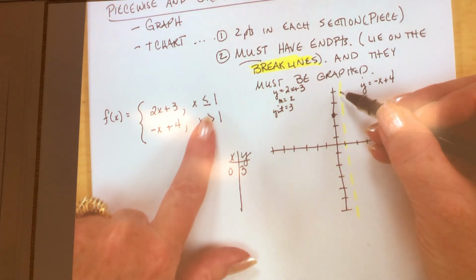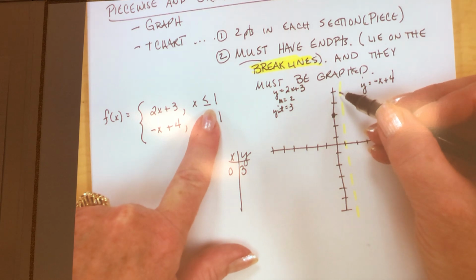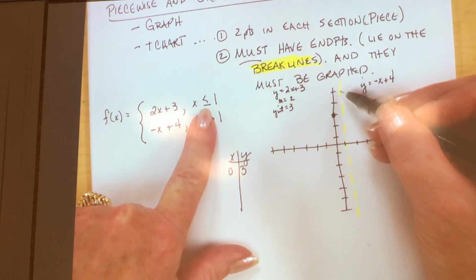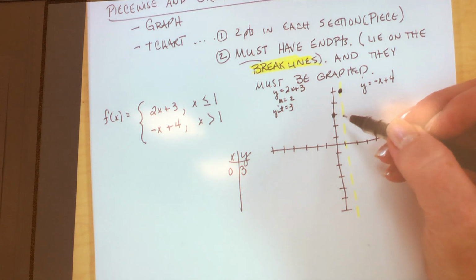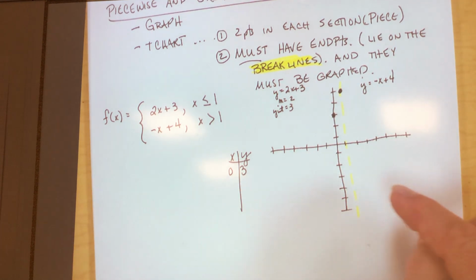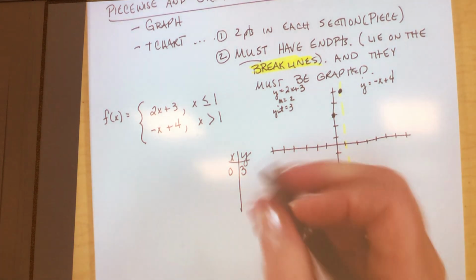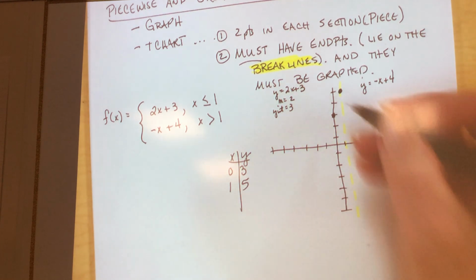Is it a solid point or a hollow point? Solid. See that "or equal to" line? It is solid. That means he's included. So that's a solid point. Can I put that in my T-chart? Yes. What is it? 1, 5. Here's my graph.